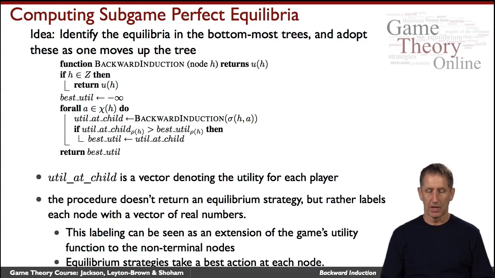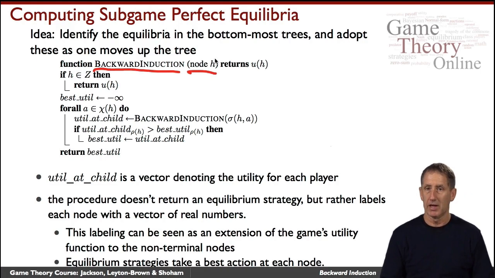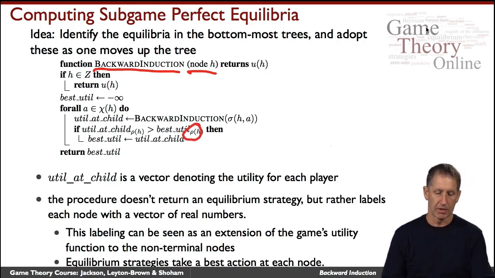Now let's see how it's done formally. The procedure is called backward induction, and it takes one argument, a node in a tree, any node. Could be the root, could be a leaf, or anything in between. And of course, every node has some player associated with it. And just to anticipate what we'll encounter shortly, rho of h will be the player associated with that node h.